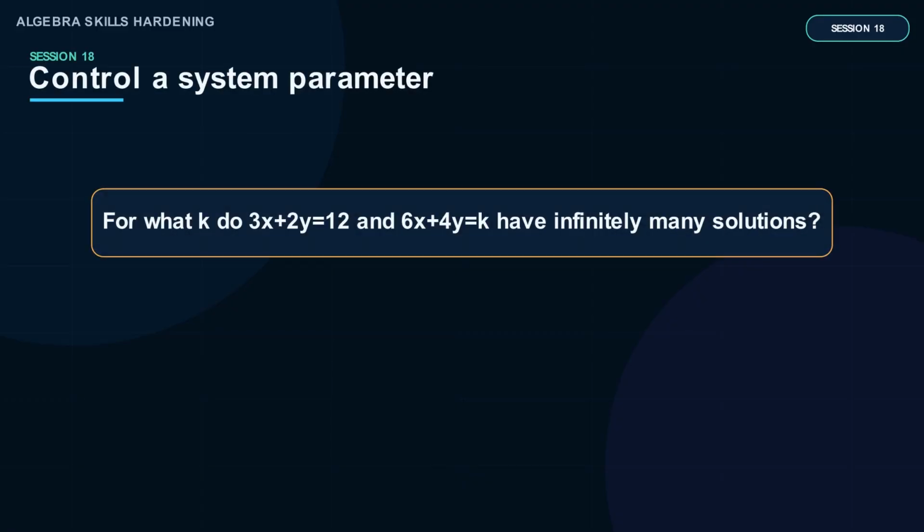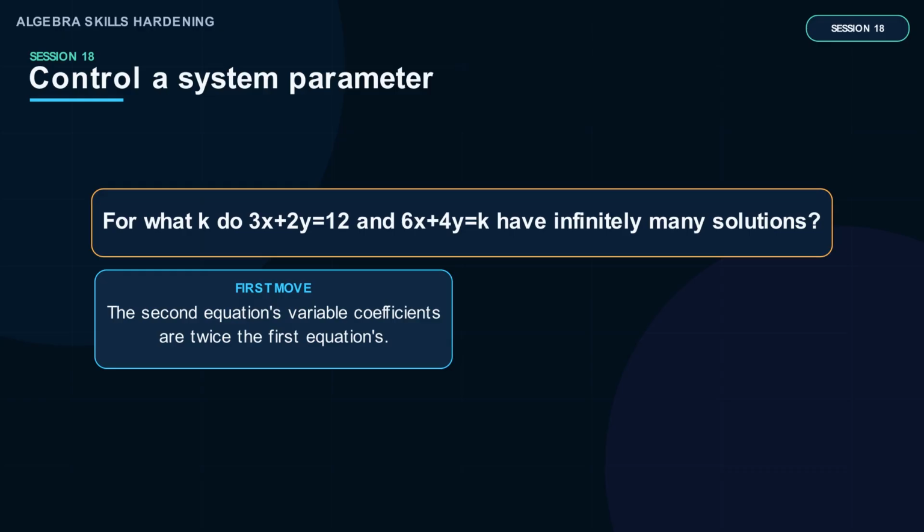Here is the challenge. For what k do 3x + 2y = 12 and 6x + 4y = k have infinitely many solutions? Restate the target and identify the most important part of the routine. The first move is: the second equation's variable coefficients are twice the first equation's. This changes the form without changing the meaning.